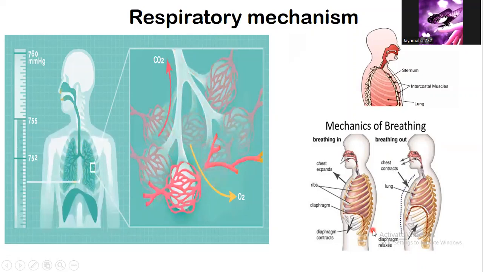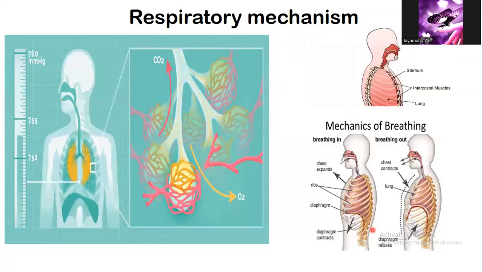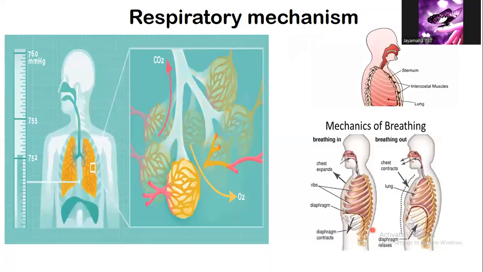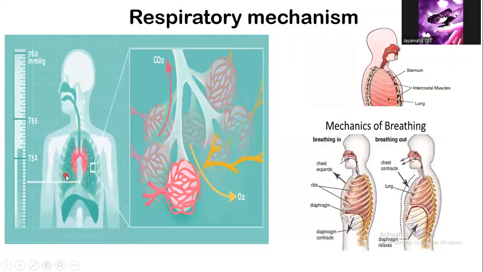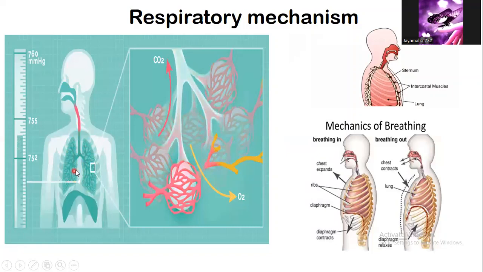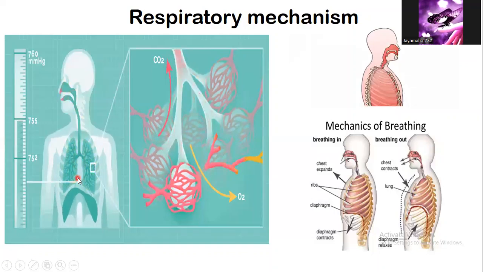From this slide, you can see how the respiratory mechanism occurs. The respiratory mechanism is composed of two mechanisms. The first is inspiration and the other is expiration. According to this animation, the yellow color depicts how air enters your lungs through your respiratory system. It's called inspiration, or else inhalation.